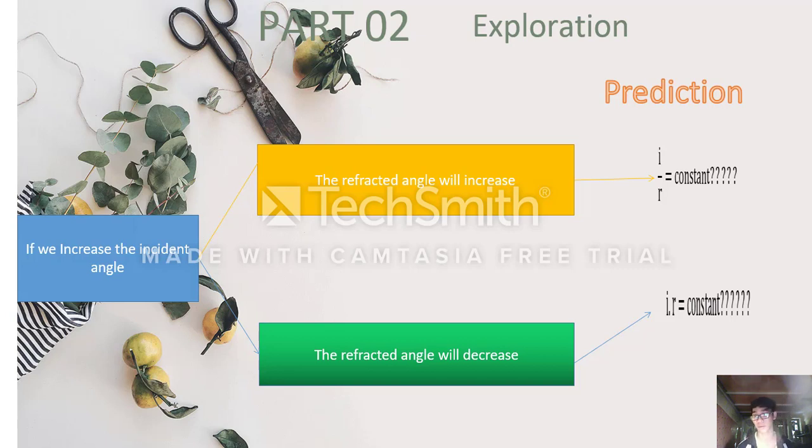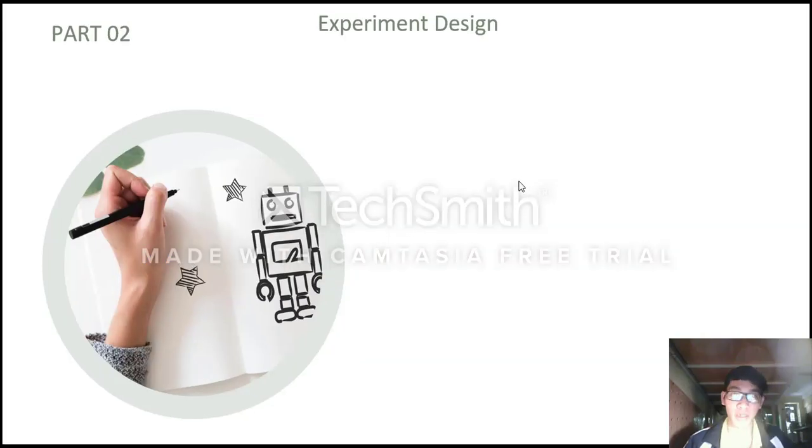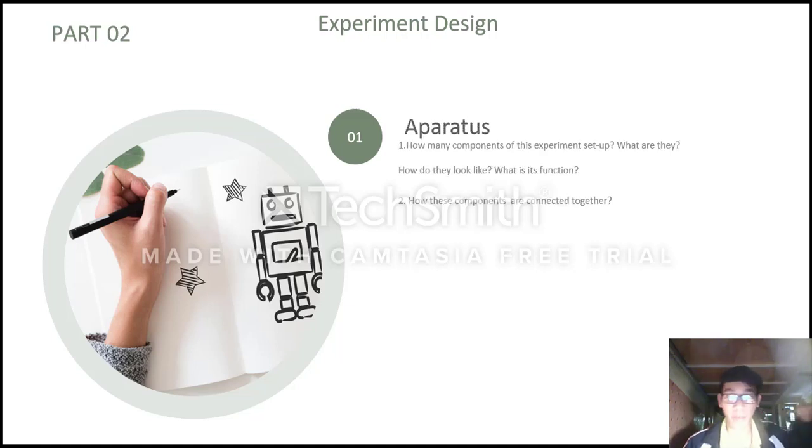So next we will go to the partial experiment design. Firstly, the apparatus. In this part we can answer how many components this experiment setup has, what they are, how they look like, what the function of each component is, and how the components are connected together. Secondly, the procedure step by step.